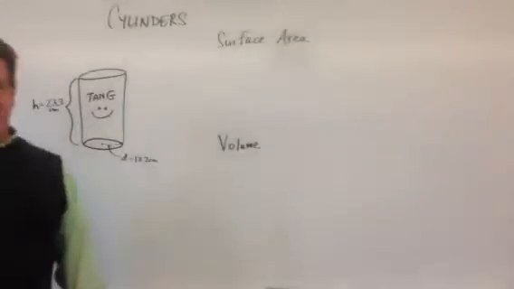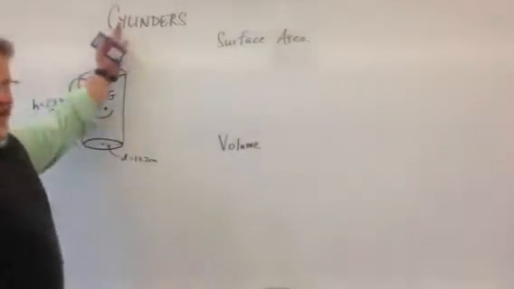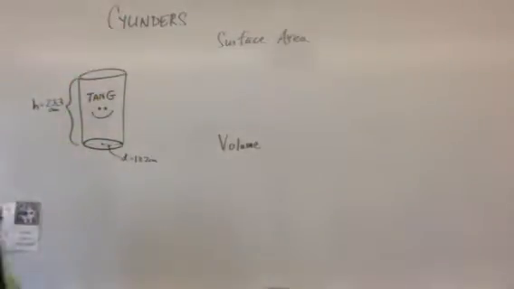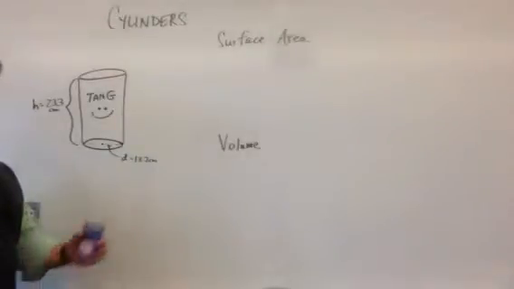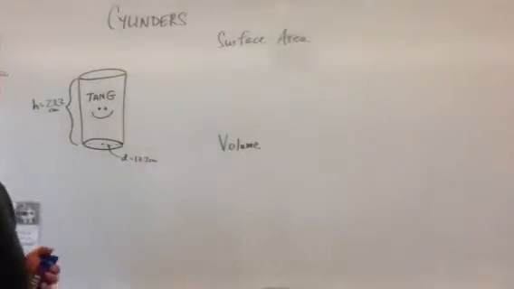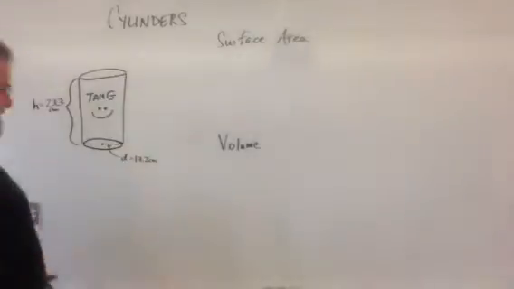Good morning. Today we're going to be talking about cylinders, surface area, and volume. Here we have a canister of Tang. It's what the astronauts drink. Straight from the Primus family pantry.